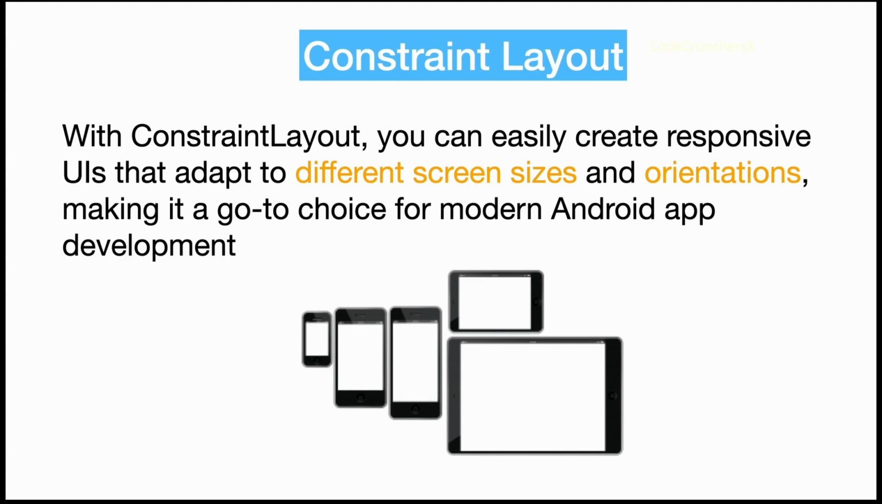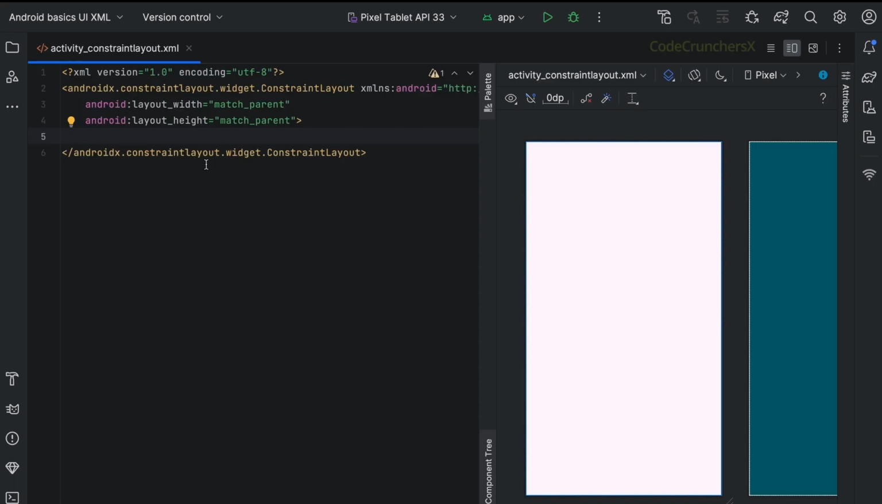Now let's dive into the practical example of using constraint layout. Head over to the Android Studio. If you create any new XML, by default, the parent layout is a constraint layout. If it is not a constraint layout, feel free to change to constraint layout. And inside, we're going to add a button.